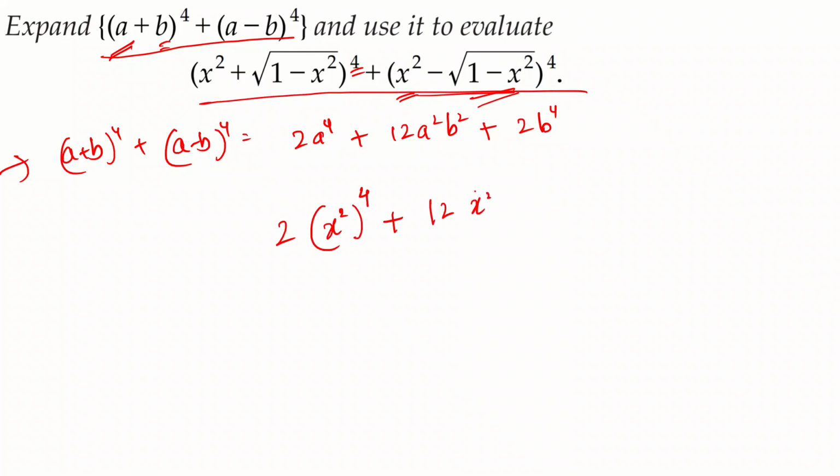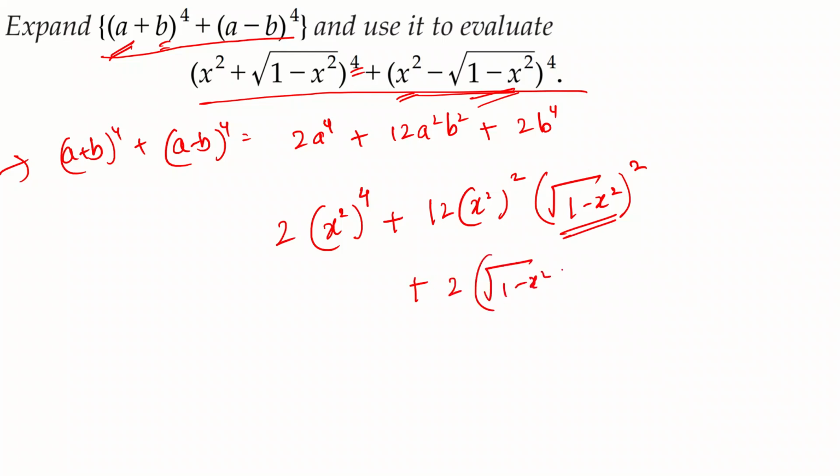Instead of a we have x squared, so x squared whole squared, and in place of b we have root over 1 minus x squared, and the square of this, because this is our b, so b squared. And lastly we have 2b to the power of 4. b is root over 1 minus x squared, and this is raised to power 4. Alright, so on the left hand side you may copy the entire expression x squared plus so on, raised to the power of 4, plus x squared minus so on, to the power of 4, and the right hand side will be what we have already written down.